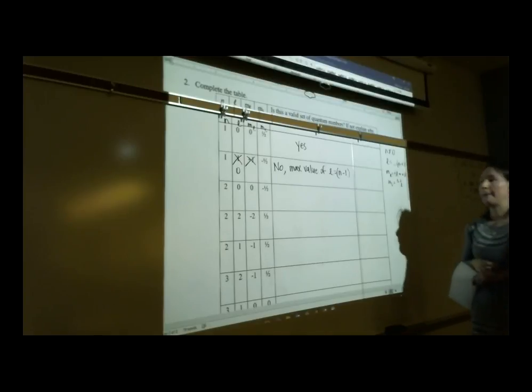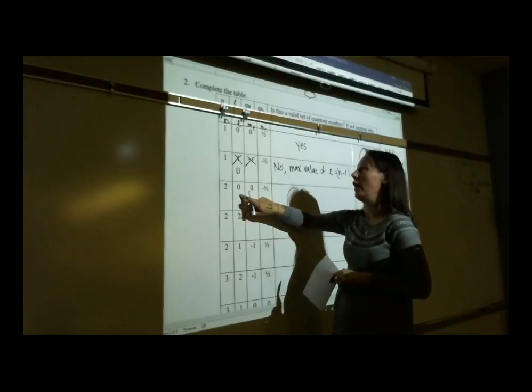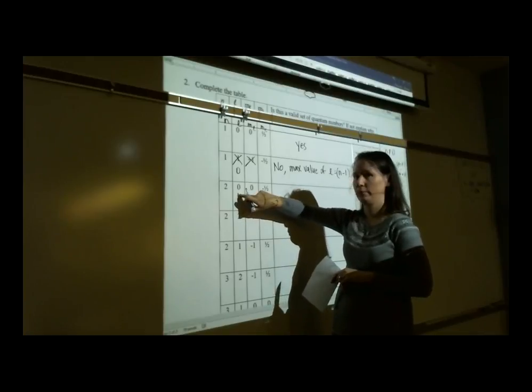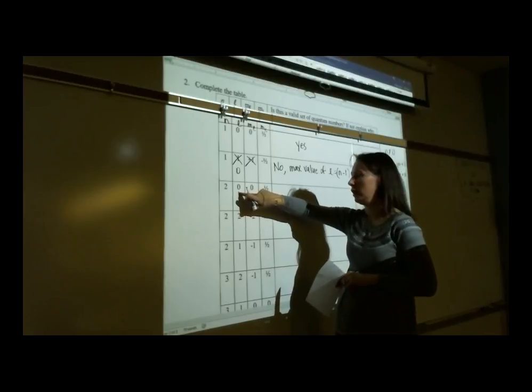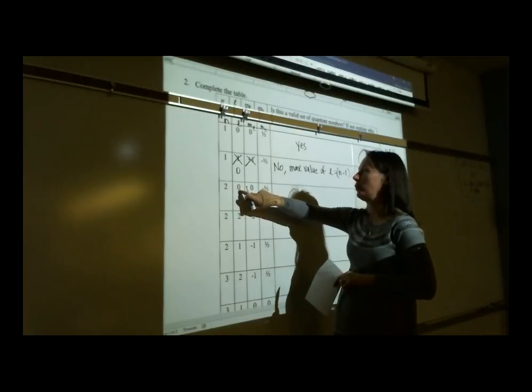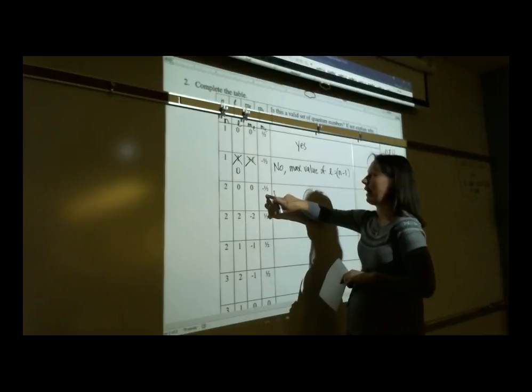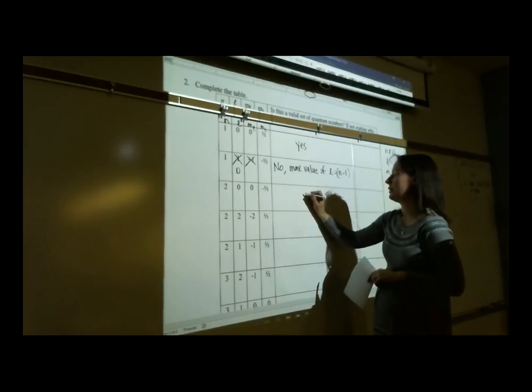2, 0, 0, negative 1/2. Is that allowed? Well, let's see. If N equals 2, the max value of L is 1. But could it be less than N minus 1? Yes, that's allowed. So this could be 0 or it could be 1, right? That would still be okay. If L equals 0, can M sub L be 0? Yes, that's okay. Is that allowed for M sub S? Yes, that's fine.